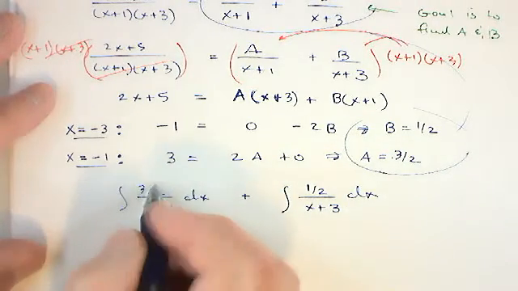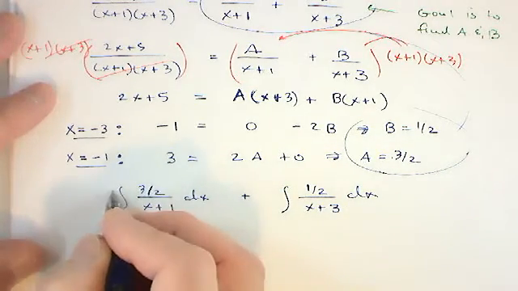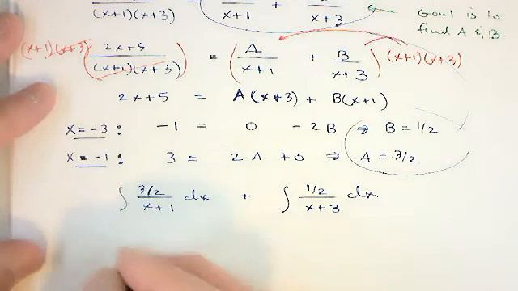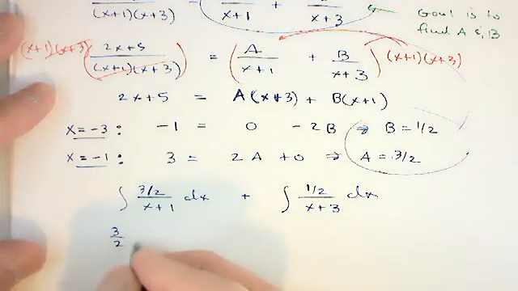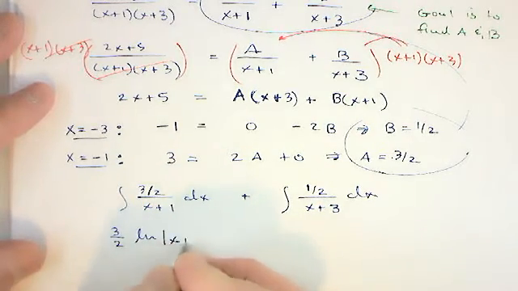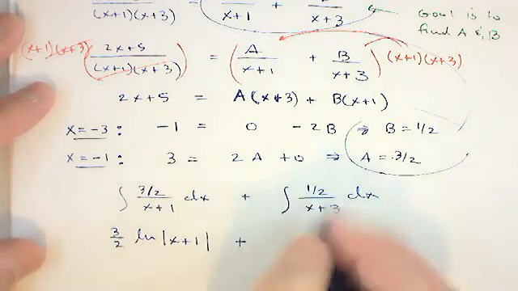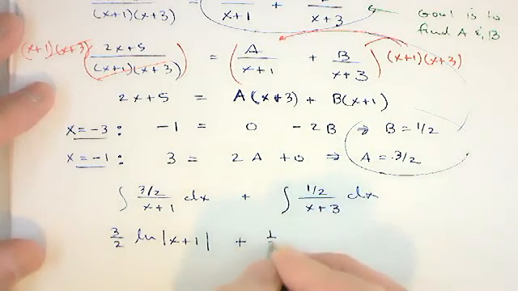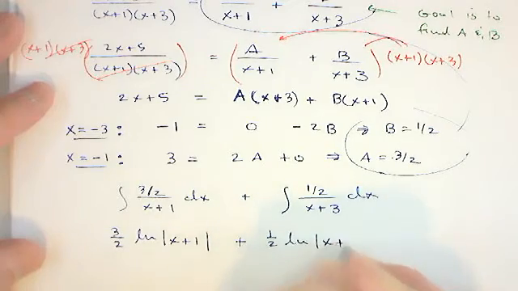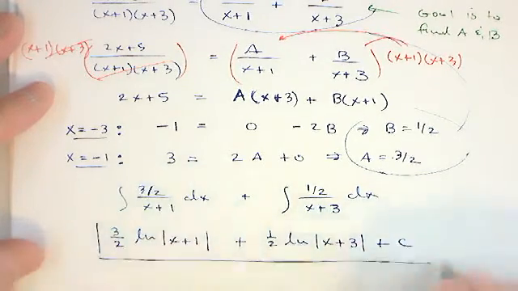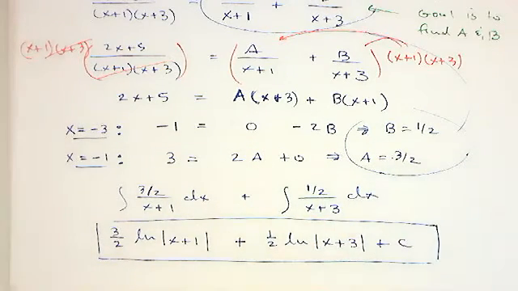Each of these is a really simple integral. If you pull out the 3/2, you're left with just 1 over x plus 1, which integrates to the natural log of x plus 1. Same thing here. Pull out the 1/2. I have 1 over x plus 3, which would also integrate to a natural log. Tag on our plus c, and we're done.